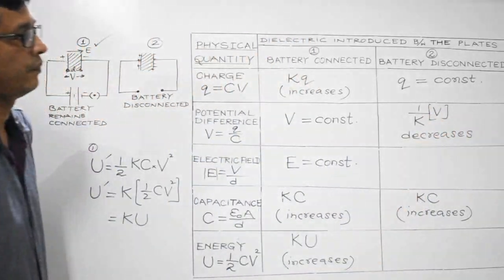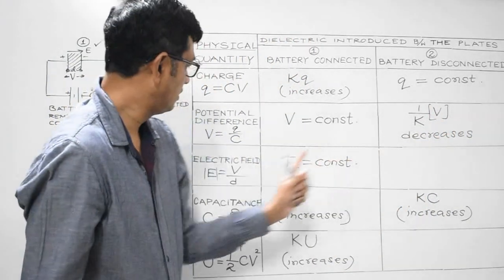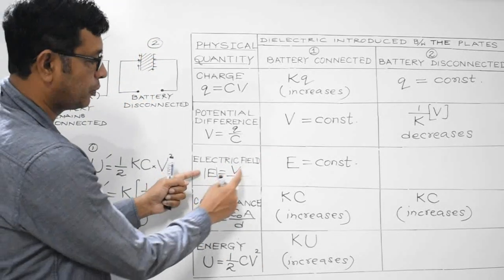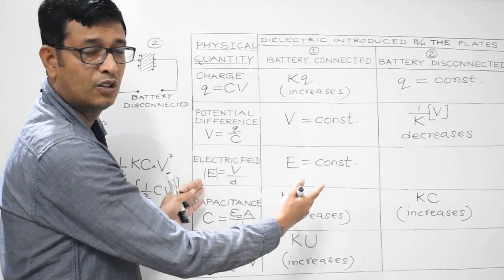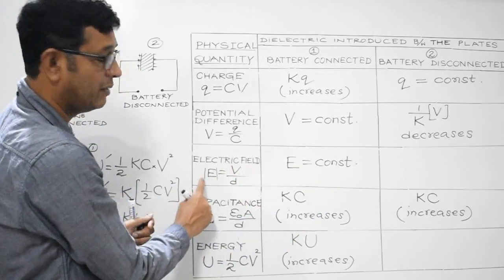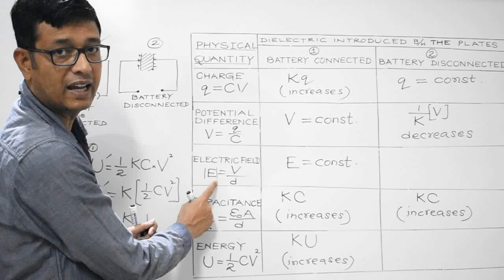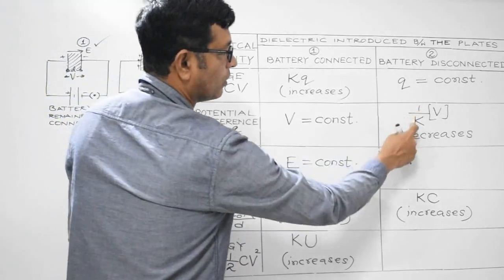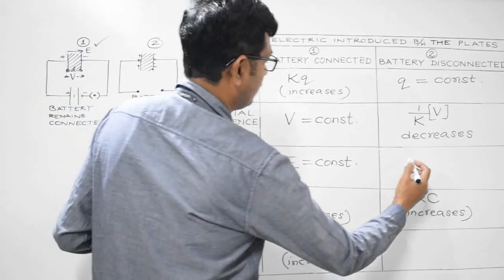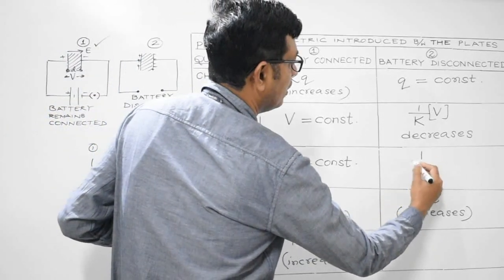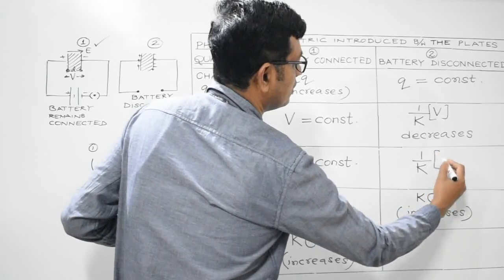It decreases. Now what about this one? Electric field. Obviously, electric field is potential difference divided by distance. Distance between the plates will remain the same. So whatever changes in the potential difference, the same change will be in the case of electric field as well. So the potential difference becomes 1 by K times, therefore electric field will also become 1 by K times.